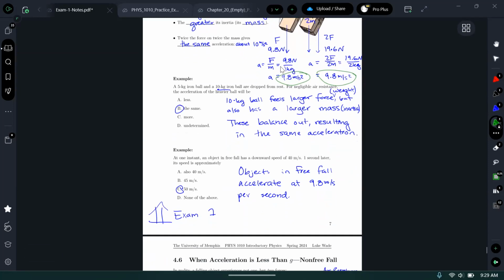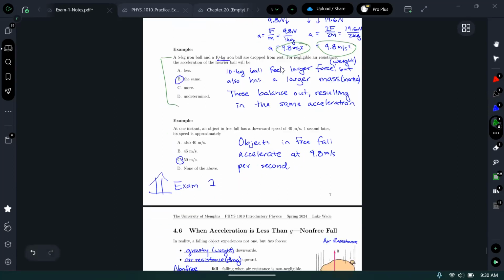So questions like this one. But knowing that increasing mass absolutely does increase the force of gravity on that object. It just so happens that it also increases the inertia of the object, and those two effects cancel out to give the same acceleration.